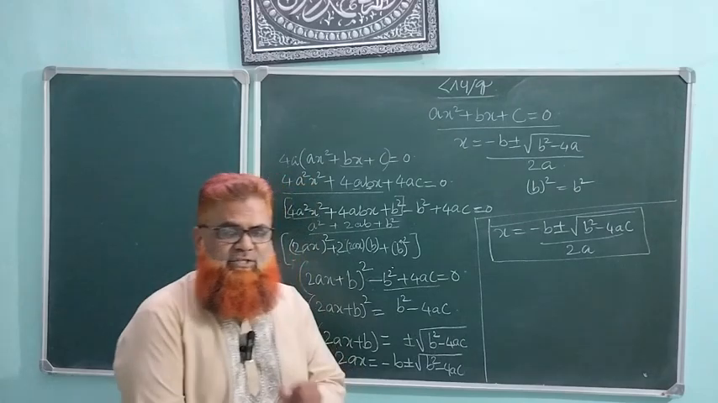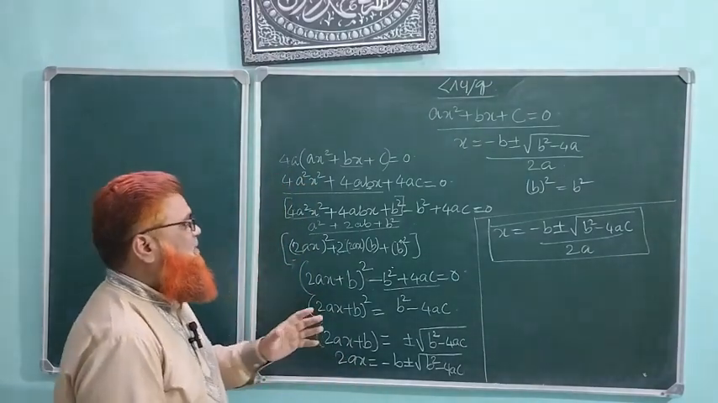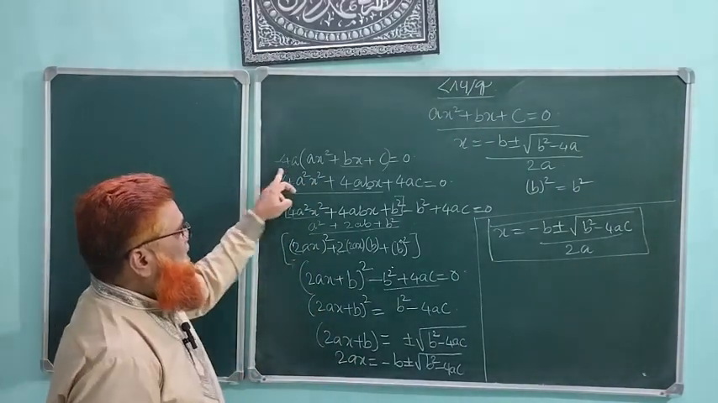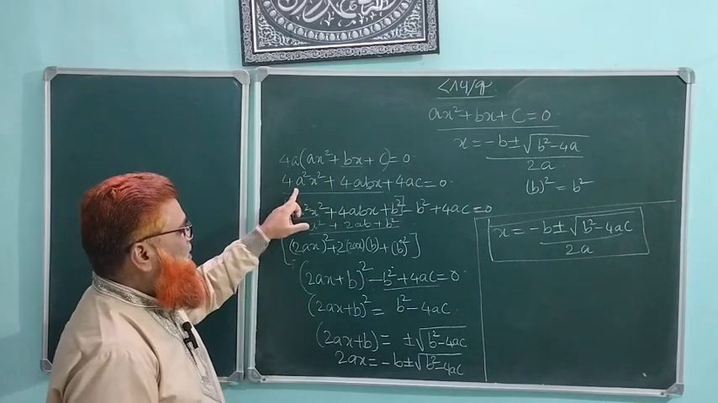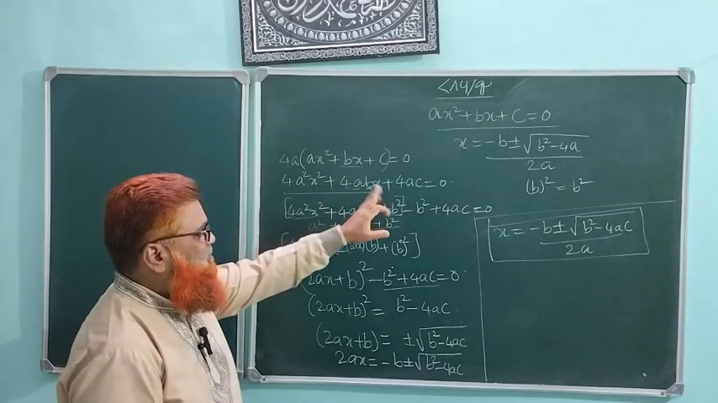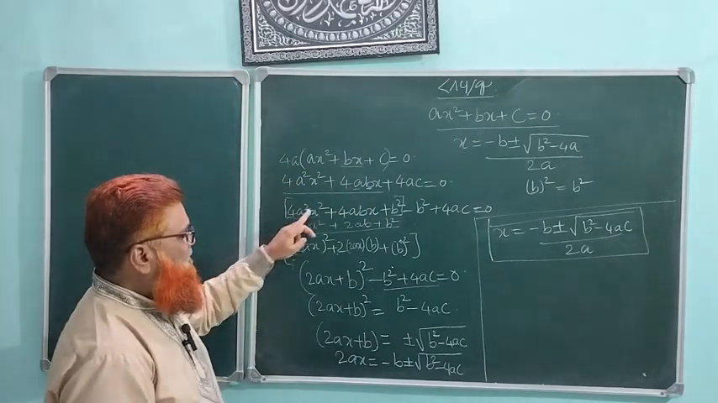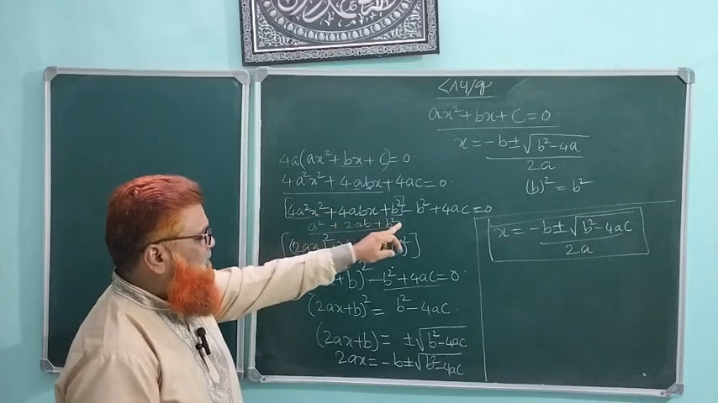Once again, in short and in a very simple way, I would like to repeat this. Multiply the whole equation by 4a, it will be 4a square x square, 4abx plus 4ac. Then 4a square x square plus 4abx plus b.